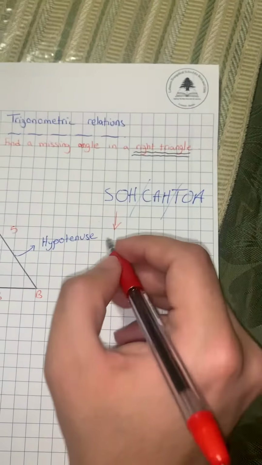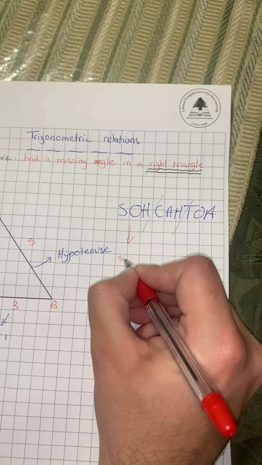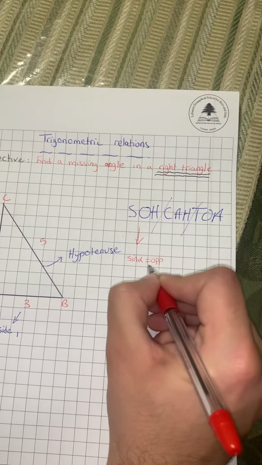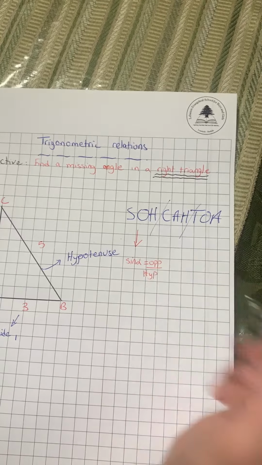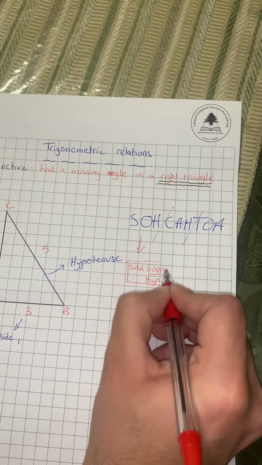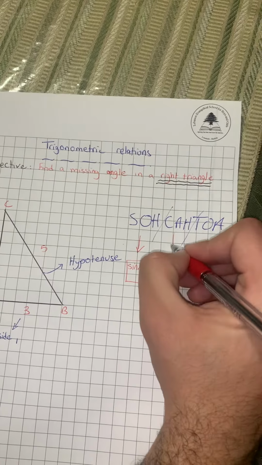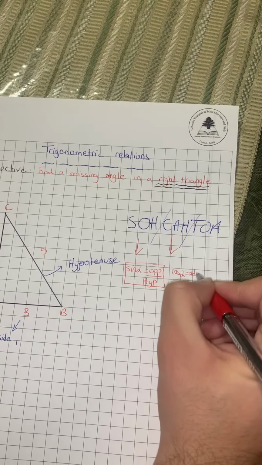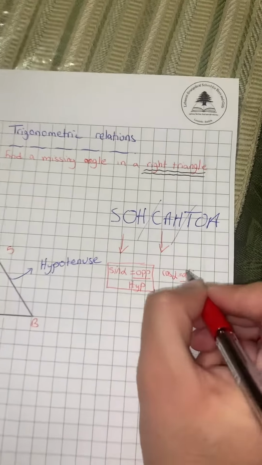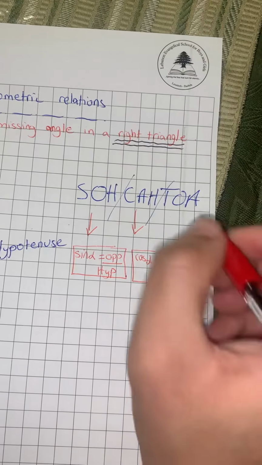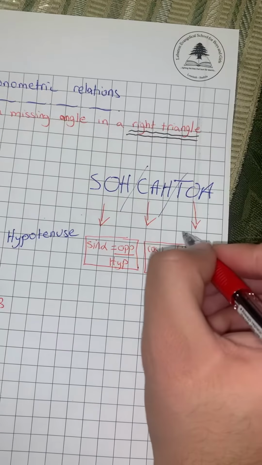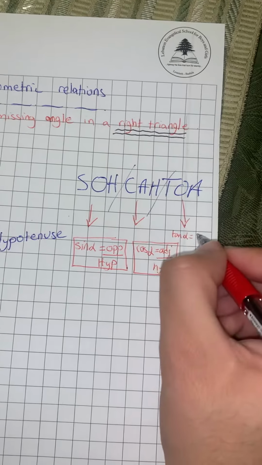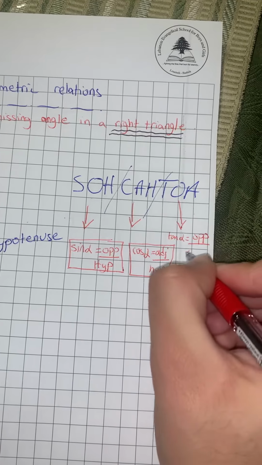SOH means sine alpha equals opposite over hypotenuse. CAH means cosine alpha equals adjacent over hypotenuse. And finally, TOA means tan alpha, which is tangent alpha, equals opposite over adjacent.